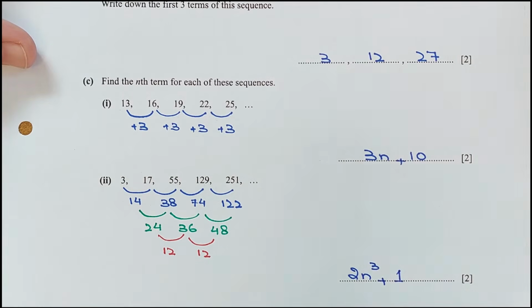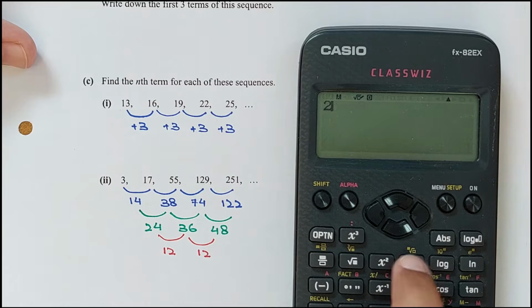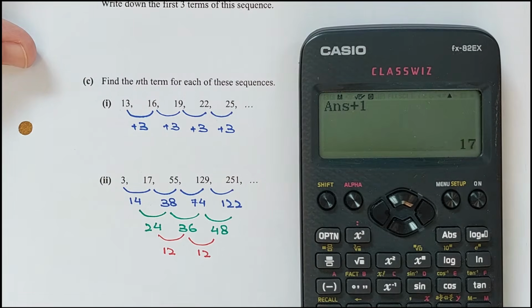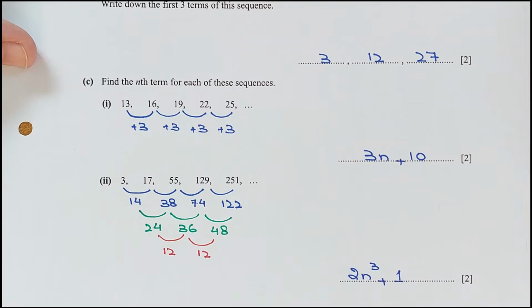Let me check for the second term. 2 cubed times 2 plus 1, yes. 3 cubed times 2 plus 1, 55. Yes, so this rule will generate all the terms. So you have to do the guess and check method.